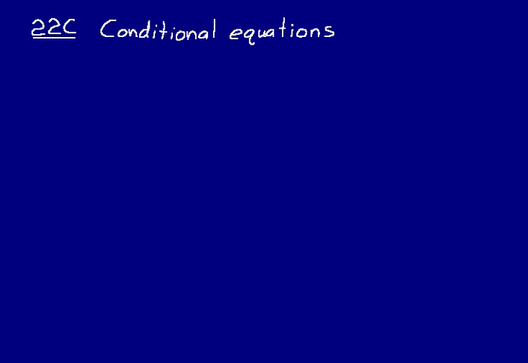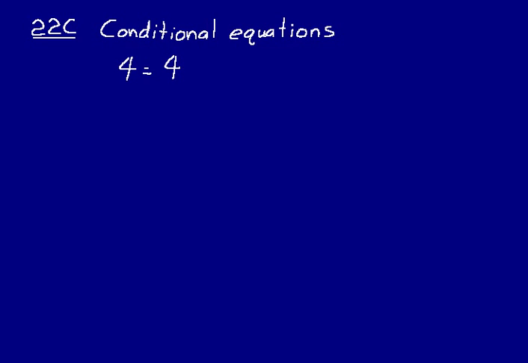The third part of this lesson is on conditional equations, and it would be a good idea first just to talk about what an equation is, and then we'll talk about what a conditional equation is. Now, an equation, all that is, is an algebraic expression that is separated by equal signs. For example, you have one algebraic expression on the left, an equal sign, and then another algebraic expression on the right.